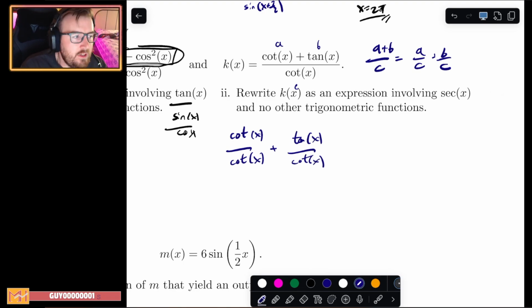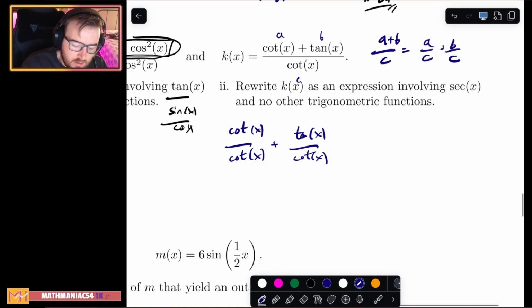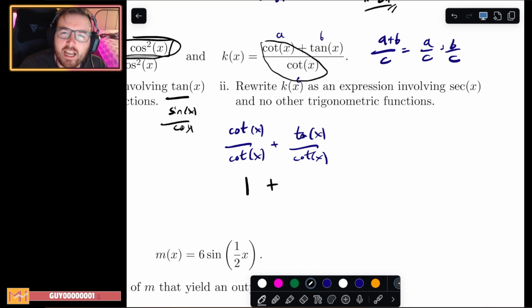That means this fraction is equal to this. Now, what's giving it away that I want to do this? Nothing particularly is giving it away, but I kind of liked that cotangent divided by cotangent is 1. I see that, and I'm like, I like that. I like that that's going to make 1. That feels nice. Now, what's tangent divided by cotangent?